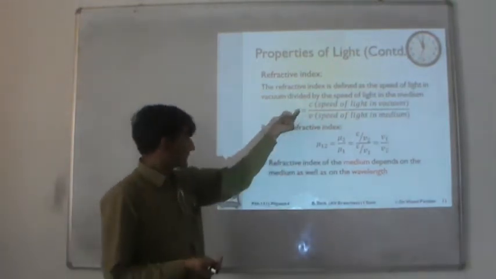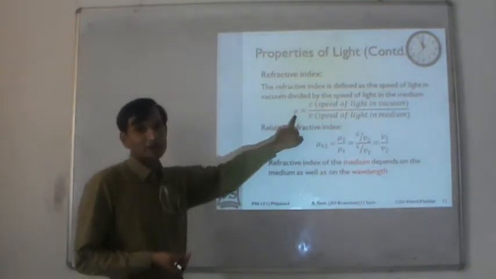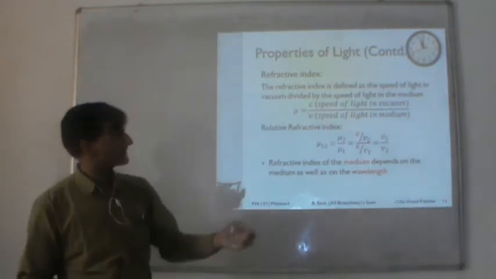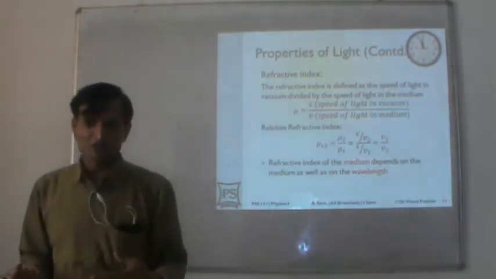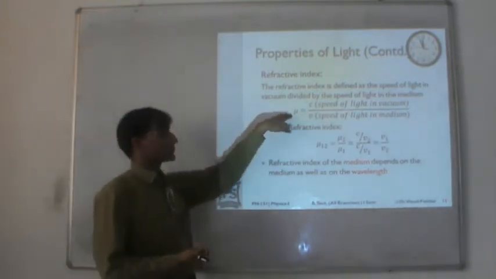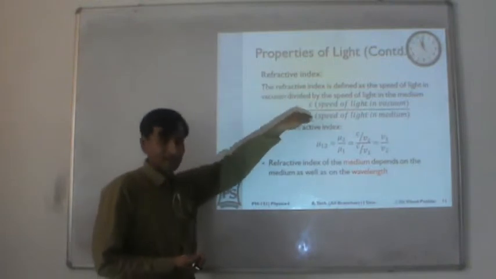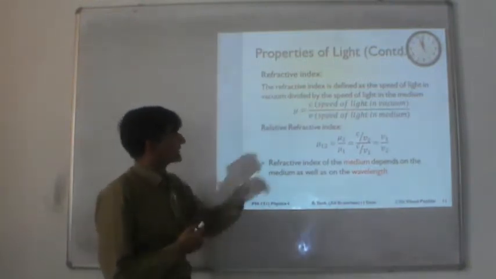And this value will always come out larger than 1 for every medium. For air it is very, very near to 1. It's a really small difference, I think it is 1.0003. So you can consider the refractive index of air as 1. Okay, so this is how we define refractive index.